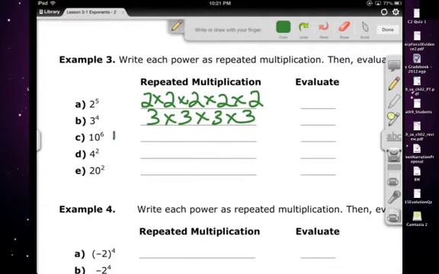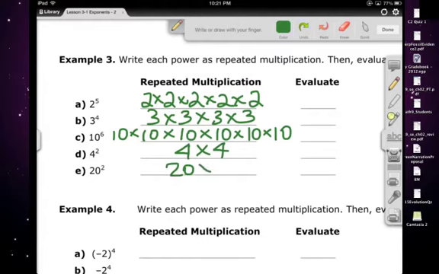Try to write small. 10 to the 6th power is quite a few tens. You see why we start to use scientific notation, just because we start running out of space. Evaluate is a word that, for some reason, becomes a bit of an issue.